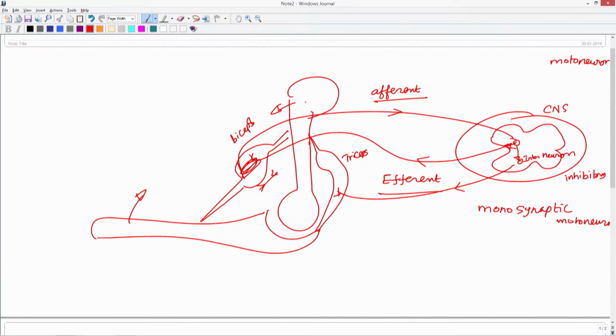Okay. Because there is an interneuron which is inhibitory in nature, whenever this motor neuron is firing, this will stop that motor neuron firing, therefore this muscle is in a relaxing condition. So, the biceps is actually contracting, and the entire musculoskeletal system is reducing its length. Okay. So, monosynaptic motor neuron and polysynaptic motor neuron.